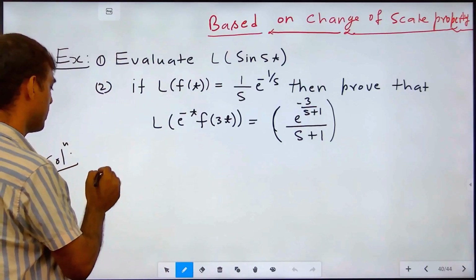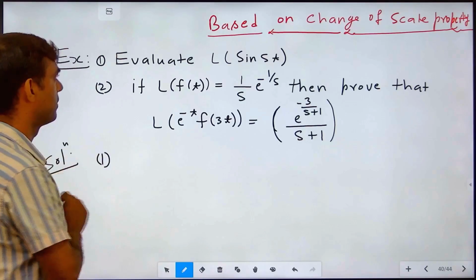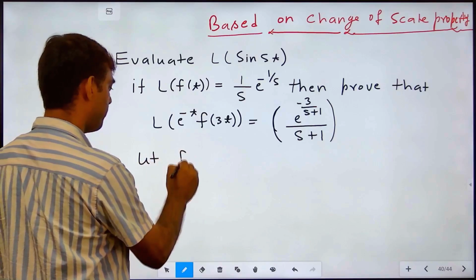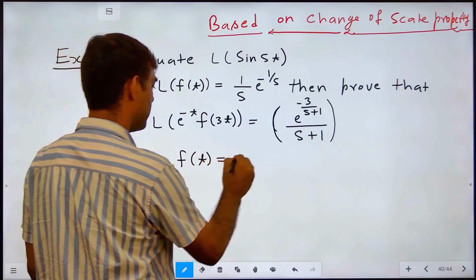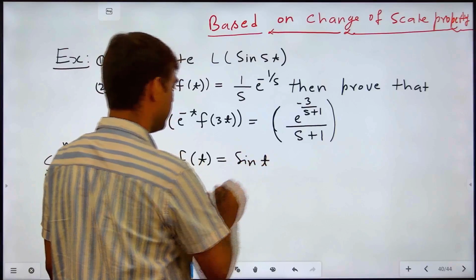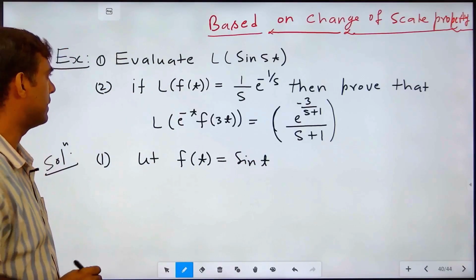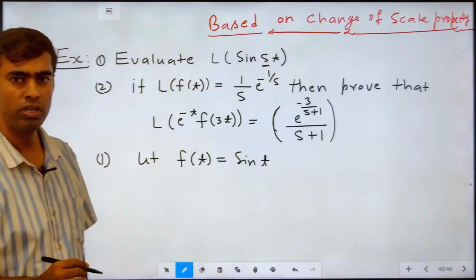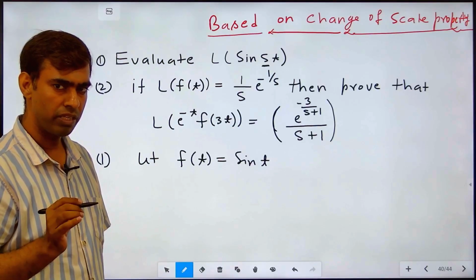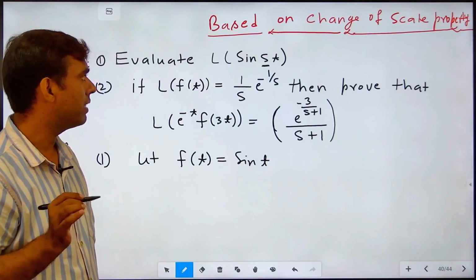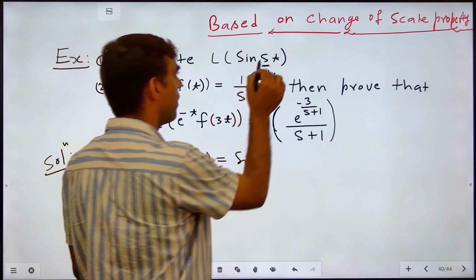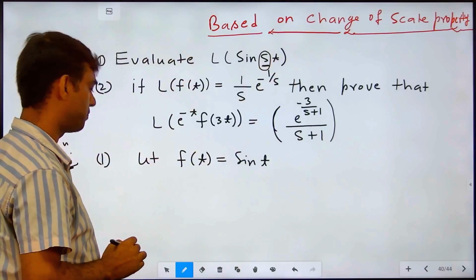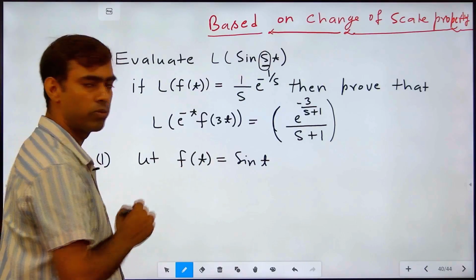Now we find the solution of the first problem first. Let f(t) equal sin t. Here we assume that f(t) equals sin t, because we have sin(at) where a is 5. We are going to apply the change of scale property by knowing the value of a. The value of a is 5. That's why we write f(t) equal sin t.